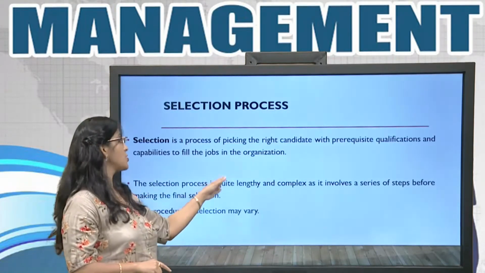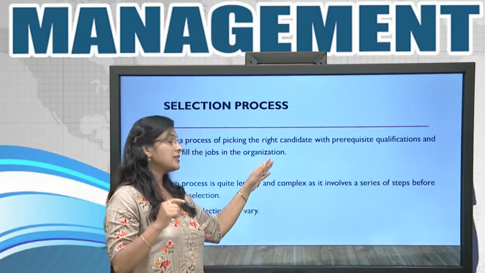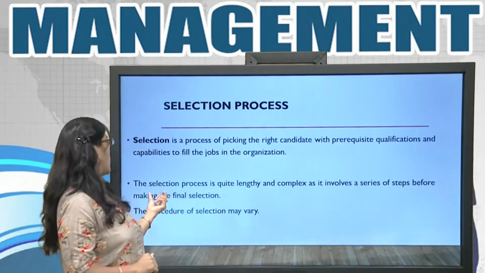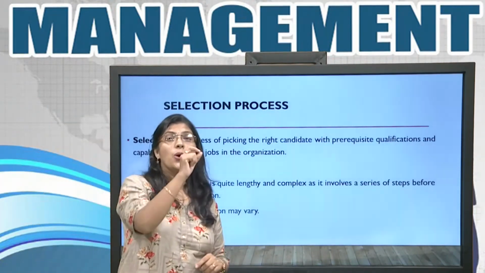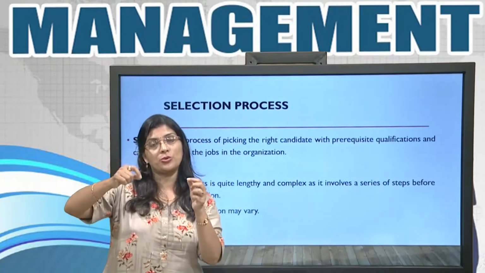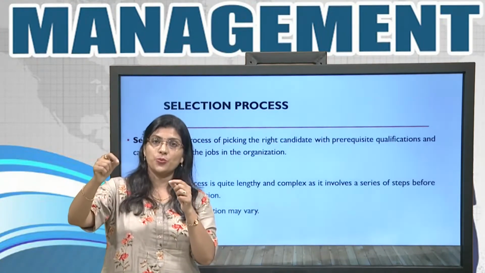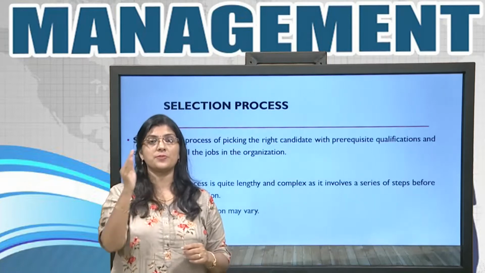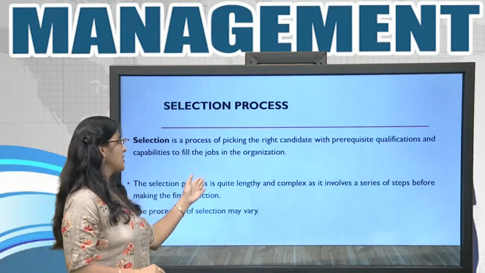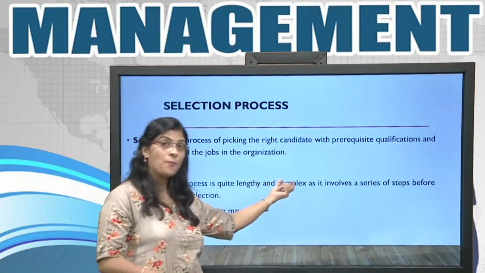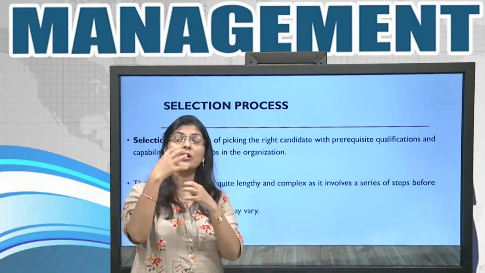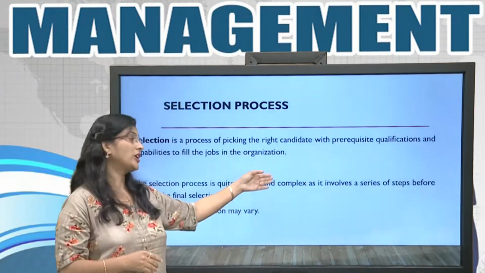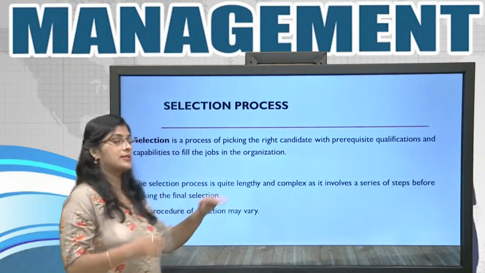The selection process is quite lengthy and complex. It is a sequential process in the organization having various steps before making the final selection. A candidate who has applied for the job has to pass through the interview round, and through the interview he gets selected. But this interview happens in various steps. So, the selection process is lengthy and complex because it possesses several screening rounds and several tests. Fine. So, we will have a glance at what steps a selection process has.